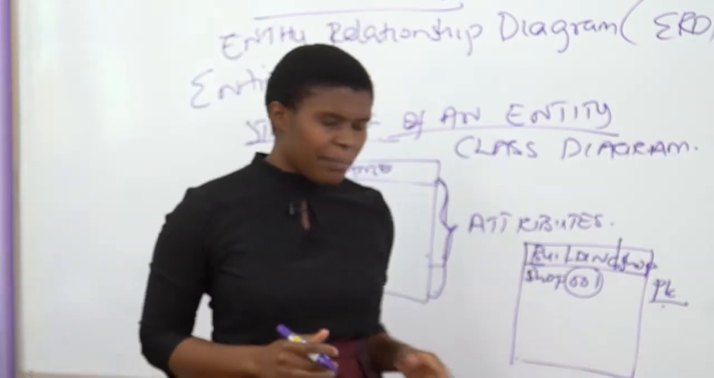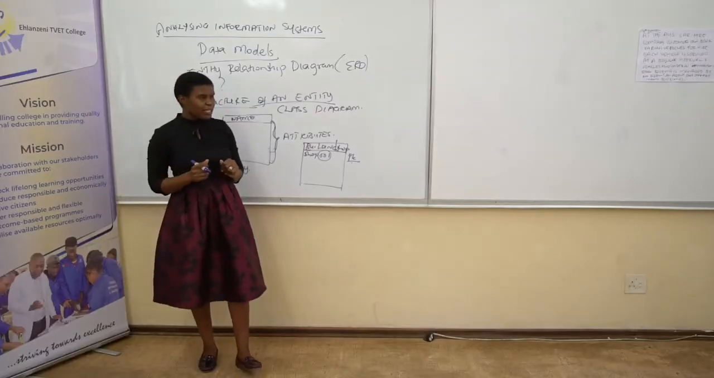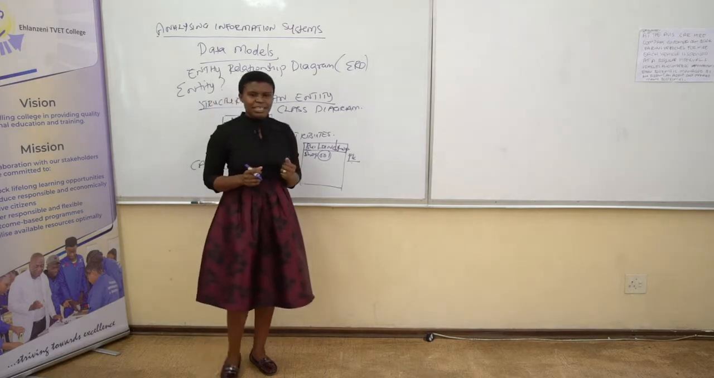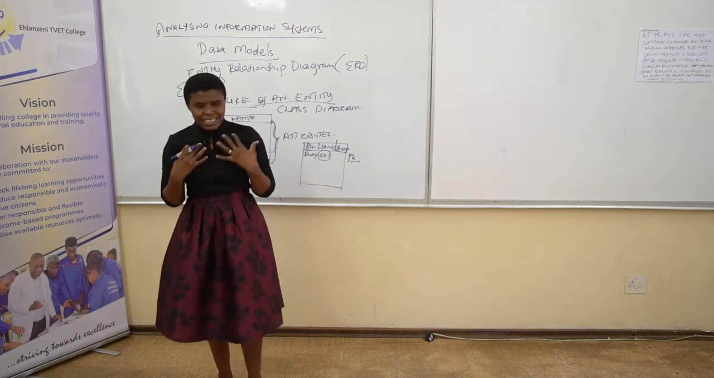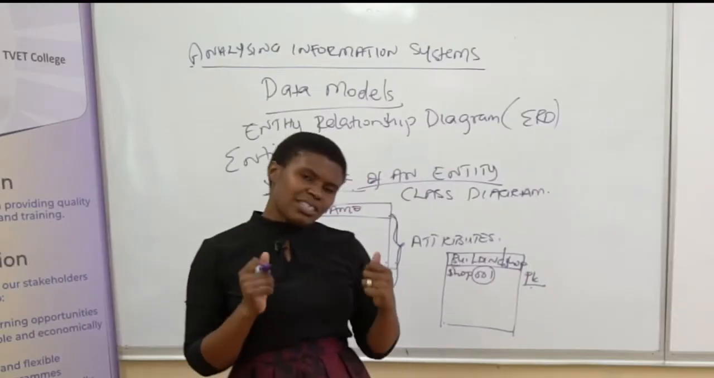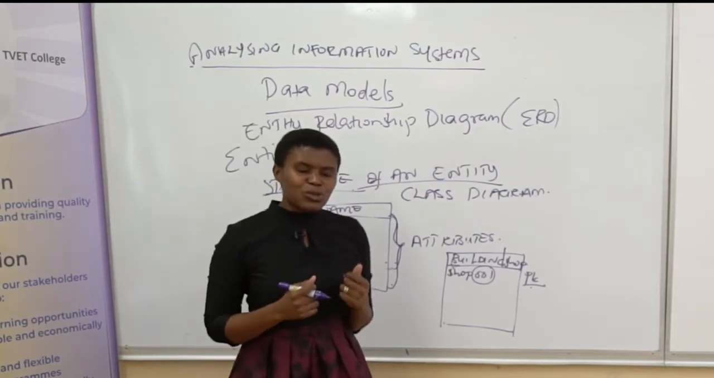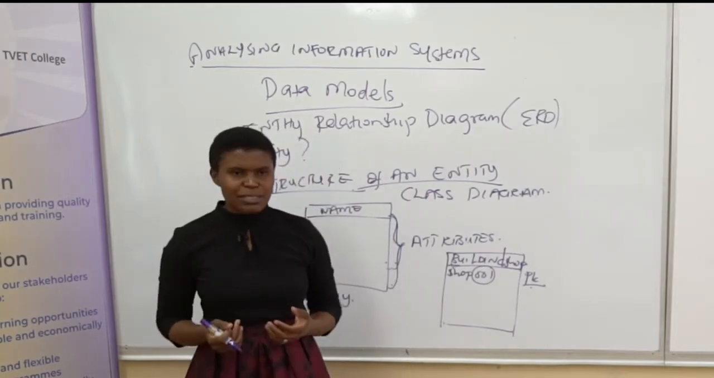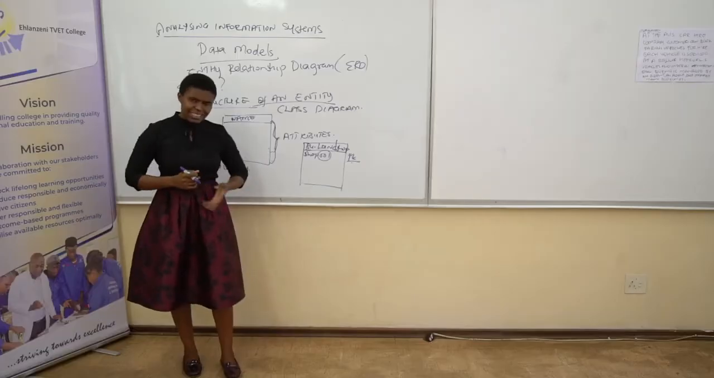How do you know this is a primary key when it comes to an entity of a human? We all have ID numbers. So an ID number uniquely identifies me. It's not possible to share ID numbers. Should it happen, that's why they call it fraud, because we cannot have the same ID numbers.